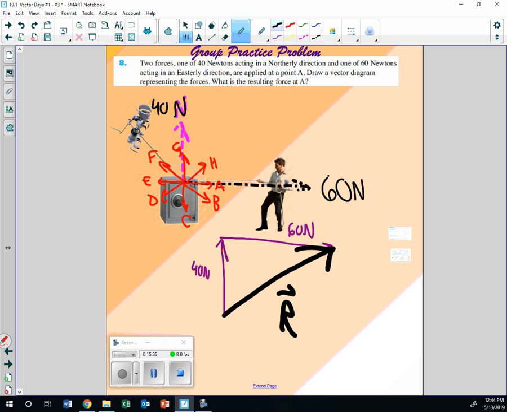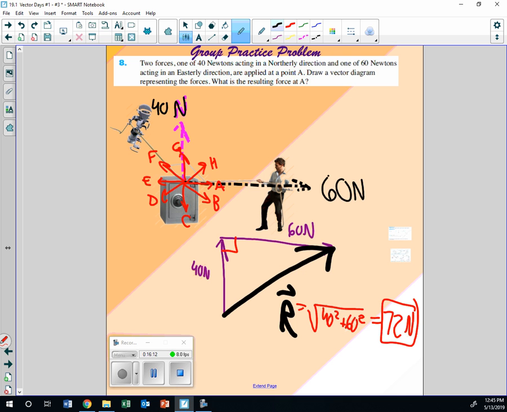So how are you going to actually find this if this is a 90-degree angle? How are you going to find it? Pythagorean theorem. It's 40 squared plus 60 squared, and what do you get? Think of it this way. It's going to be more than 60, more than 40, but if you added them together, they'd get 100. It's got to be less than 100 and more than 60. What do you get? 72. About right?